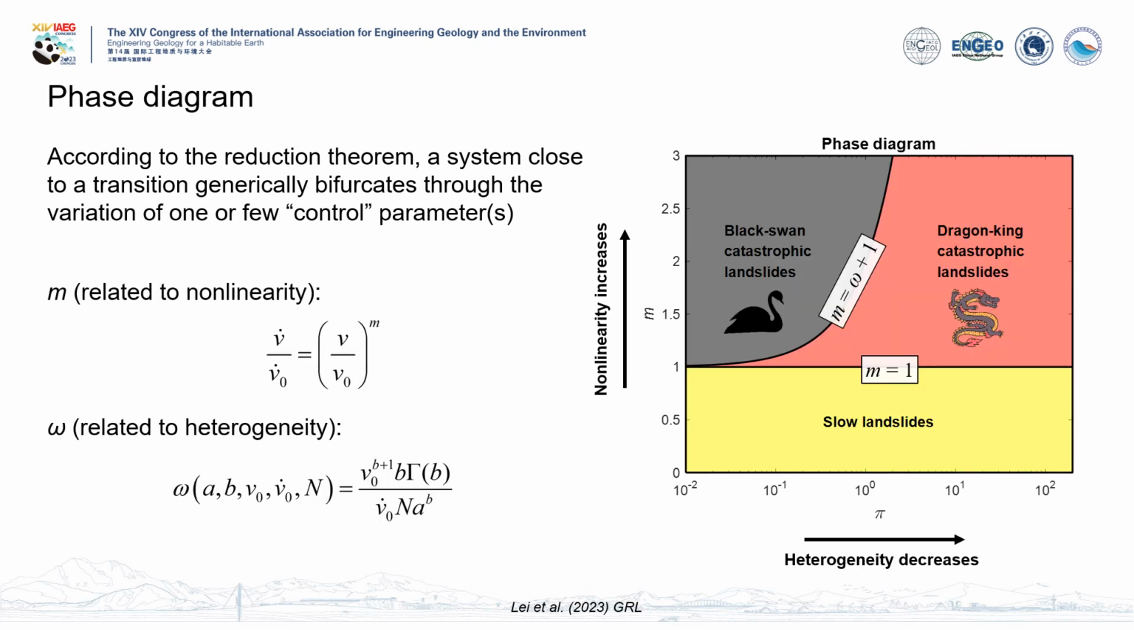In our work, I managed to identify two dimensionless parameters that govern landslide evolution during its transition to a crisis. One is the m parameter, which is the power law exponent in the Voight law, as I already mentioned before, and it governs the nonlinearity of interactions in the system. The second parameter, omega, is a dimensionless parameter related to the heterogeneity or stochasticity of the system. The two parameters can beautifully define the boundaries between black swan, dragon king, and slow landslide, as you can see in the right side figure.